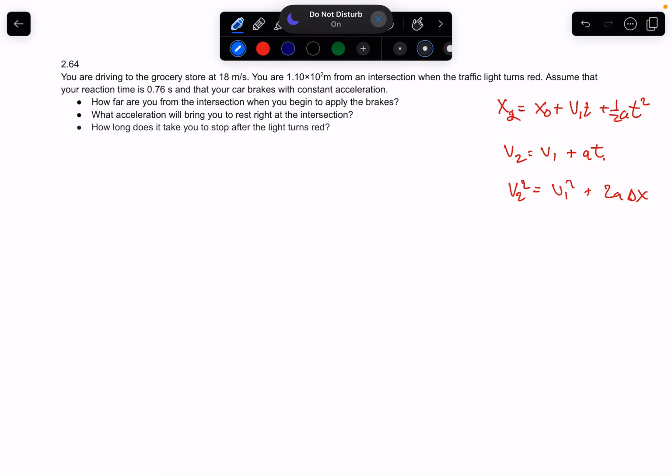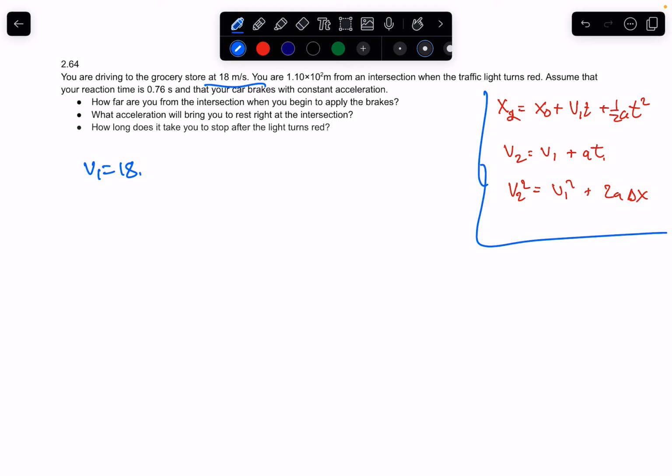We've got our three equations right here. These are your master equations to solve a lot of these problems. So you're driving to the grocery store at 18 meters per second. So V1 is 18 meters per second.